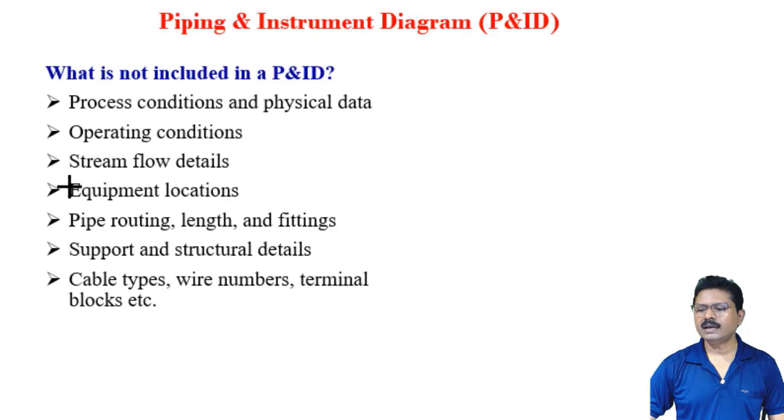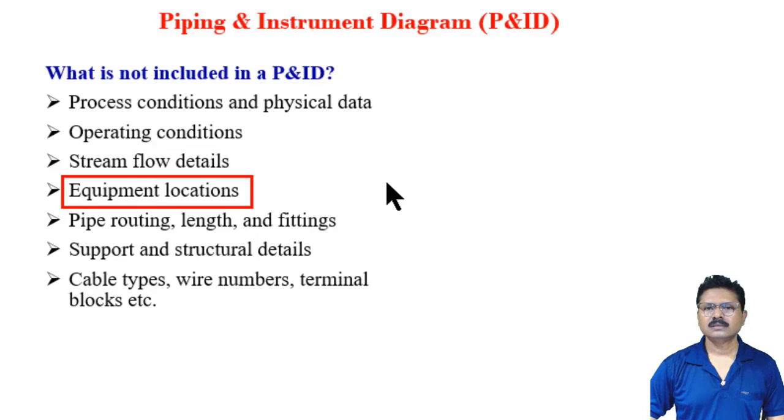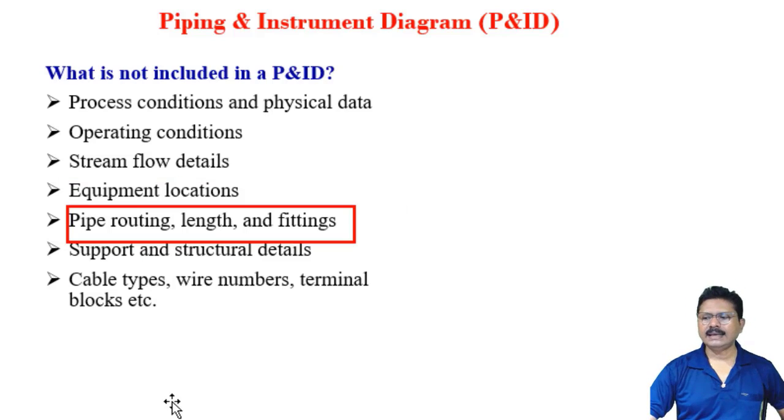The P&I diagram never indicates the equipment location, meaning the exact location of the instrument or equipment in the process. Next, pipe routing, length and fittings are not mentioned in the P&I diagram. Pipe routing means from where to where the pipe has been installed. The length of the pipe between two instruments or two equipments, and the different fittings required to install the different instruments and pipes, are not mentioned in the P&I diagram.